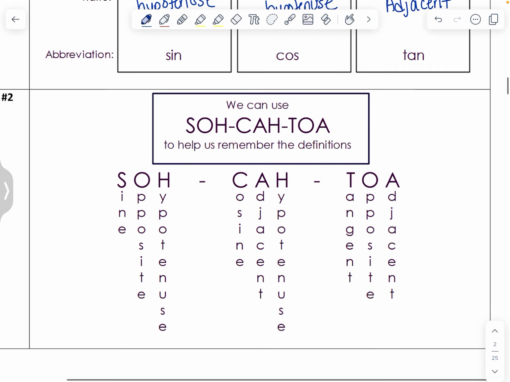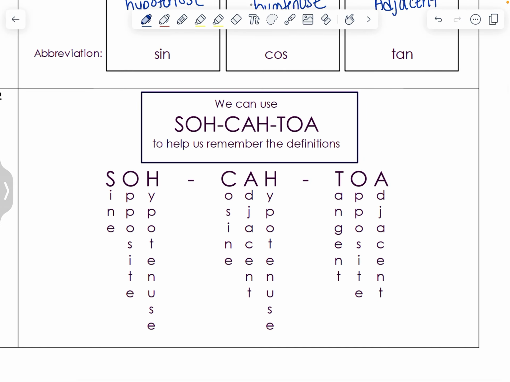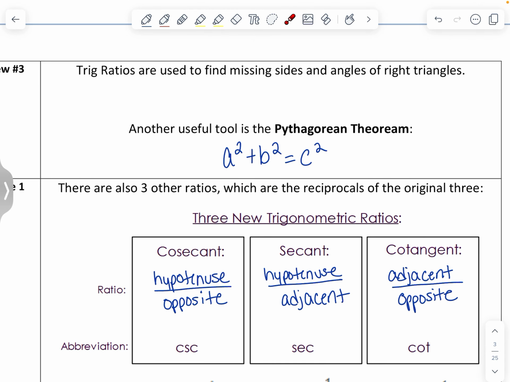Remember we learned SOHCAHTOA to help us remember the definitions for sine, cosine, and tangent. Sine is opposite over hypotenuse, cosine is adjacent over hypotenuse, and tangent is opposite over adjacent. So hopefully that looks familiar. We also will use the Pythagorean theorem, which says the sum of the sides squared equals the hypotenuse squared. It doesn't matter which leg is A and which is B, but the hypotenuse is always C. That's A squared plus B squared equals C squared.